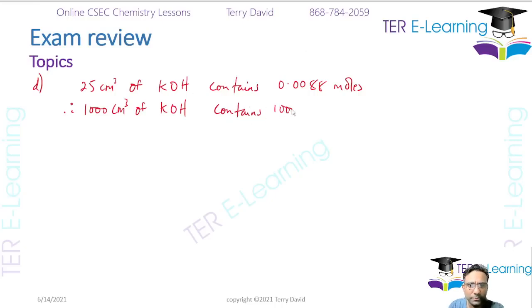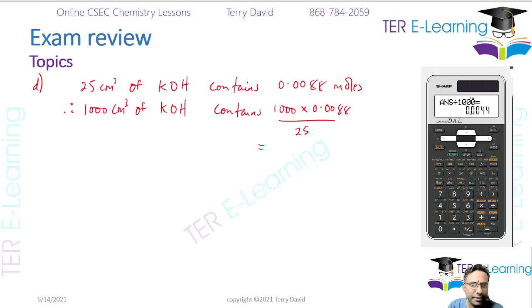So it's going to be 1000 multiplied by 0.0088 over 25. So let's do that. Let me pull back up the calculator here. So that is 1000 multiplied by 0.0088. Oh boy, hold on, extra zero there. Right, 0.0088 divided by 25. So divide by 25, and you're going to get 0.352.